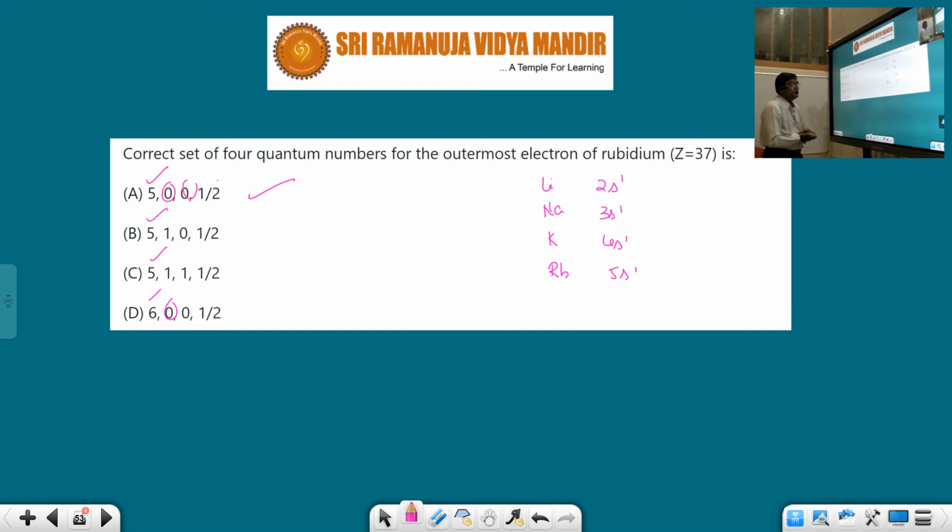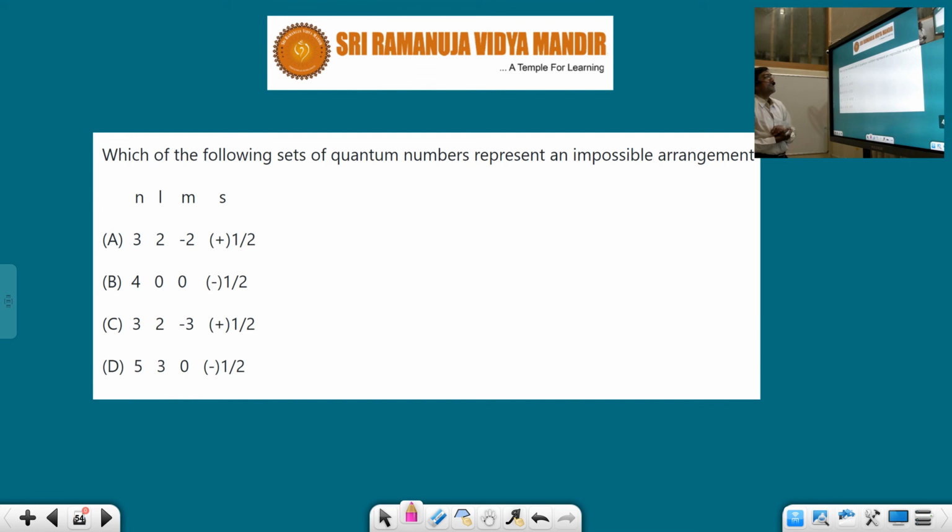Very simple. Now, which of the following quantum numbers represents an impossible arrangement? Let us see. So 3d minus 2 is feasible. So it is right. 4s2 is also feasible, this is 4s2 is feasible. This is 3d minus 2 is given, so minus 2 means 3d1.